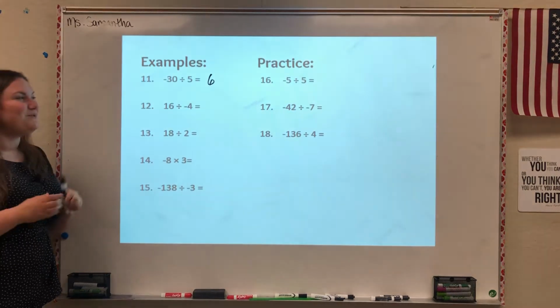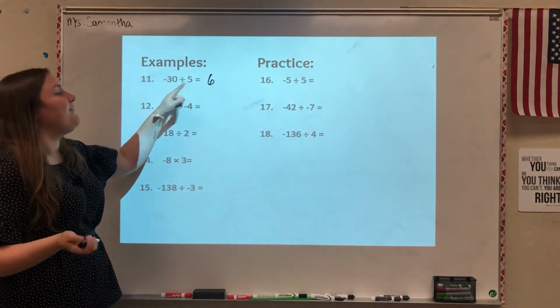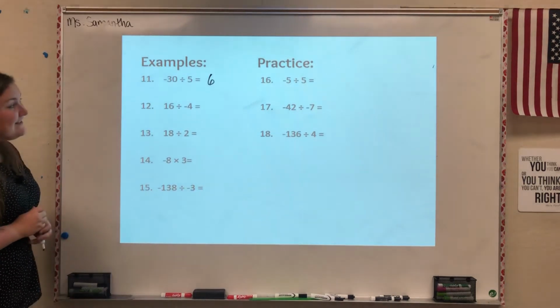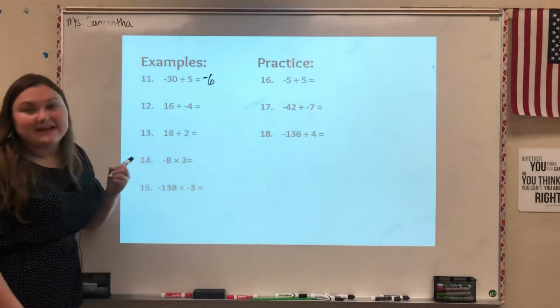You could also use that multiplication fact. If you know 5 times 6 is 30, then you also know 30 divided by 5. So we get our 6 there, and then I see the signs are different. That would give me a negative answer.